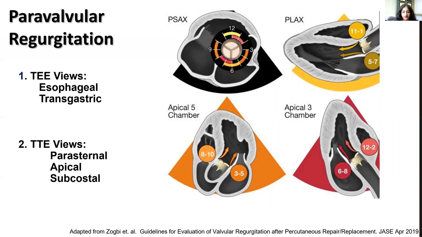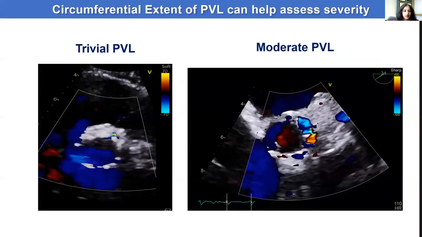We use this clock face that you see in a parasternal short axis view on transthoracic echo or an esophageal short axis view on TEE. And then using various different views, particularly for transthoracic in this graphic, you can see various parts of the clock face. Trivial PVL is less than 10% of the clock face. Anything from 10 to 30% of the clock face is generally considered moderate. Keep in mind, though, that this is just one parameter.